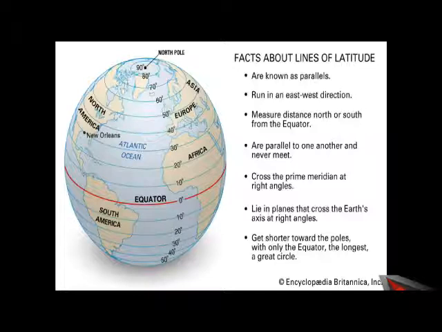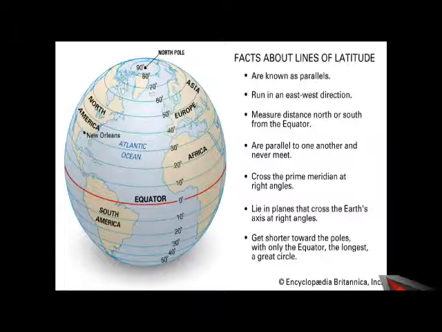Latitudes are measured from 0° to 90° north, and the same from 0° to 90° south. The lines of latitude are imaginary lines which join all places having the same angular distance north or south of the equator. It is measured in degrees.